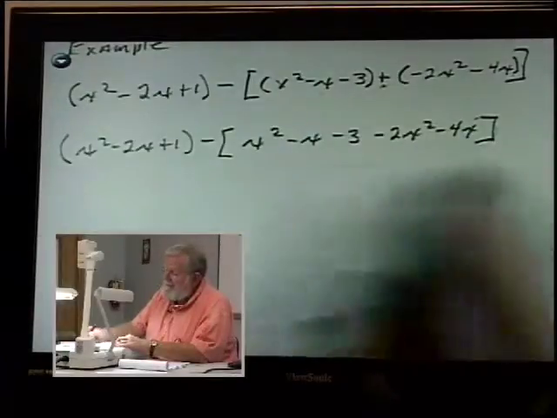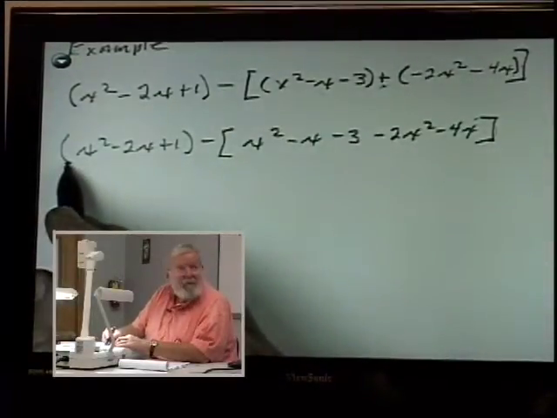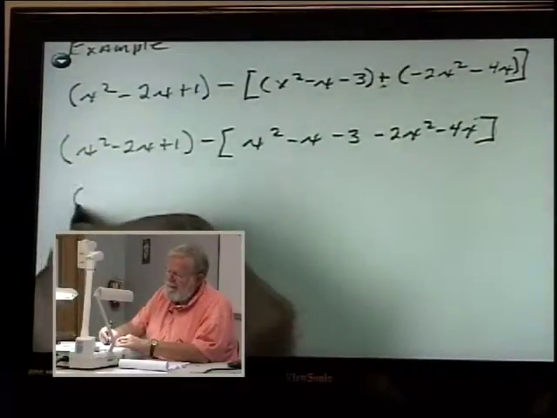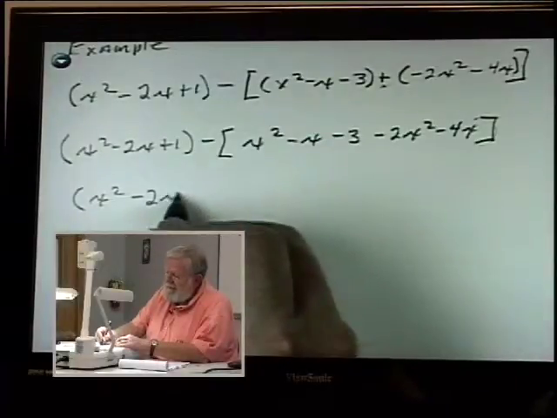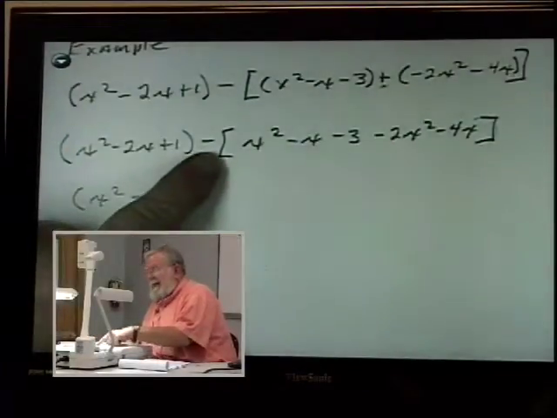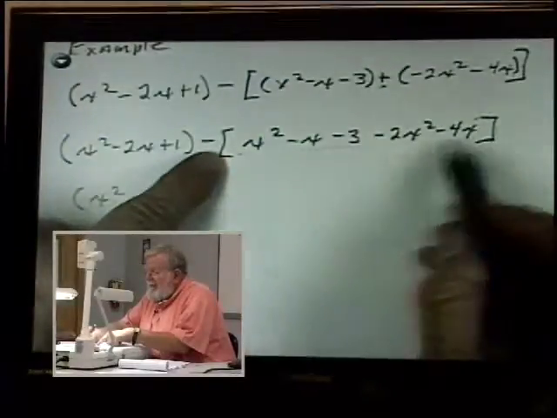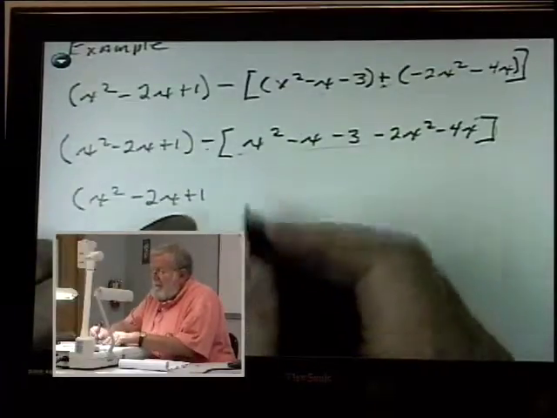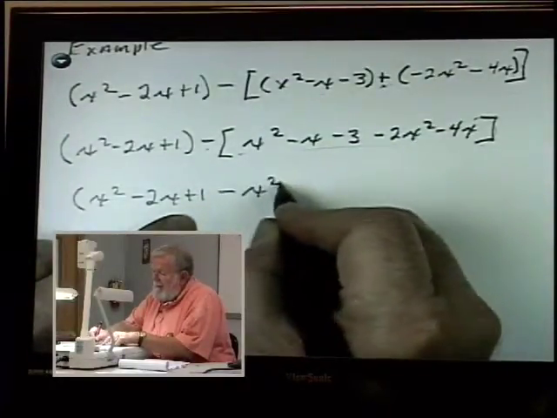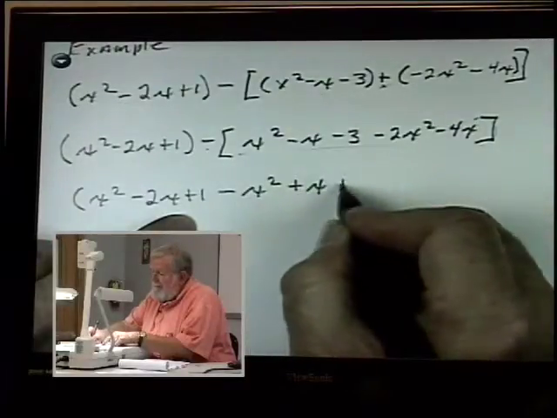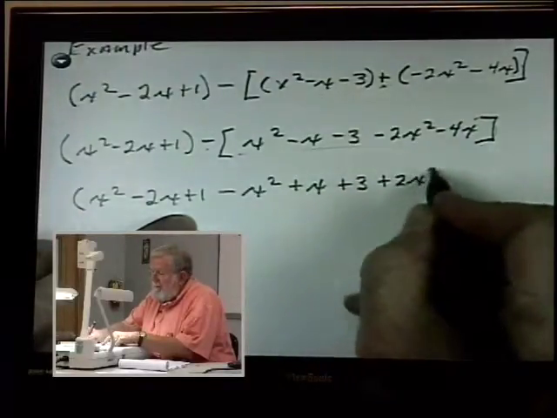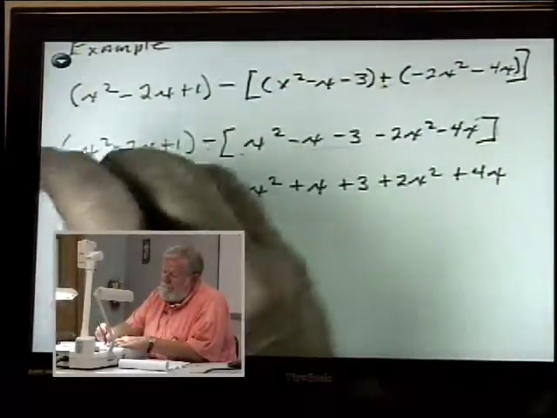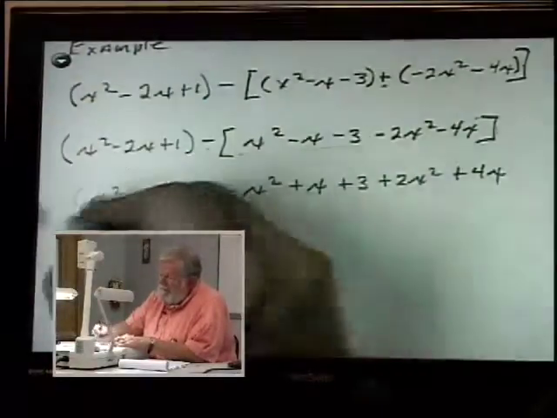Now we're going to rewrite these, and we're going to drop the parentheses on this because there's no negative sign out here, so we know it's a positive. So this is x squared minus 2x plus 1. And now we'll rewrite all of these terms, but we'll change their signs because there's a negative out here, and we'll drop that bracket. So this is going to be minus x squared plus x plus 3 plus 2x squared plus 4x. Now everything's out of parentheses.